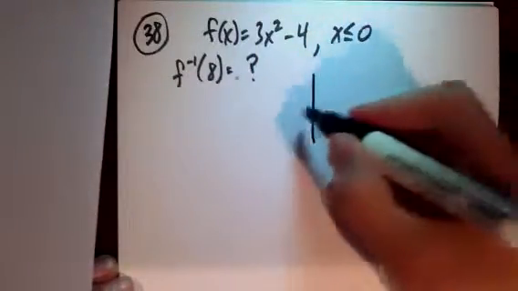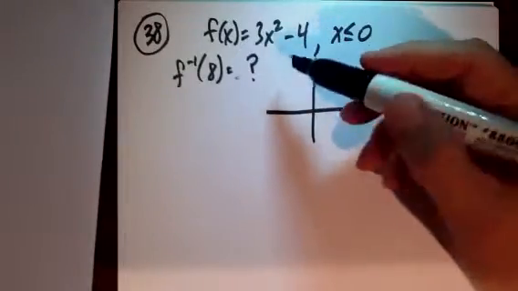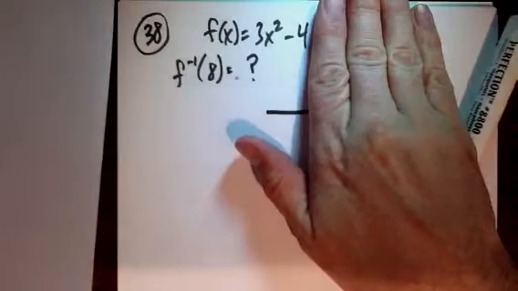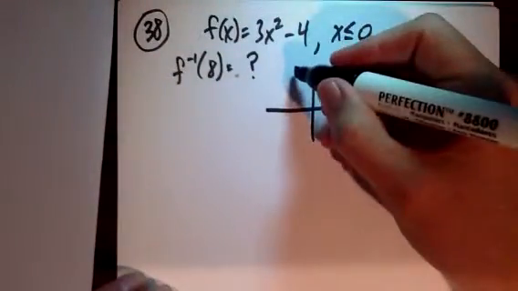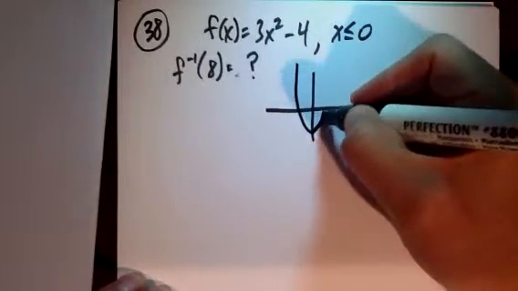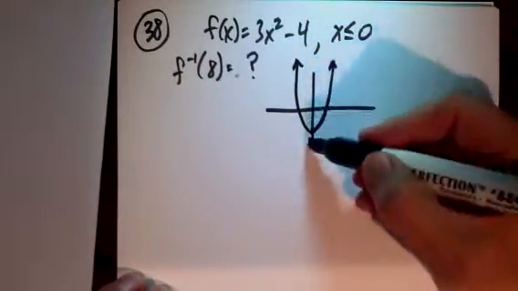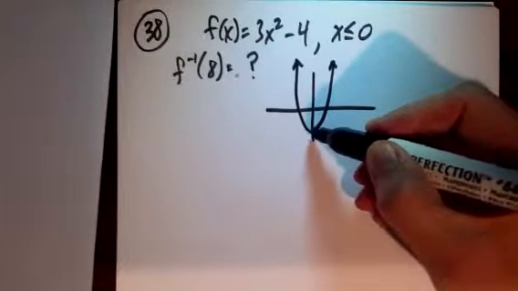So one thing that's kind of helpful is to sometimes have a visual picture of this. If you look at the function 3x squared minus 4, not including that restriction, it's a parabola that's pretty steep, that's symmetrical about the y-axis with the y-intercept of -4.